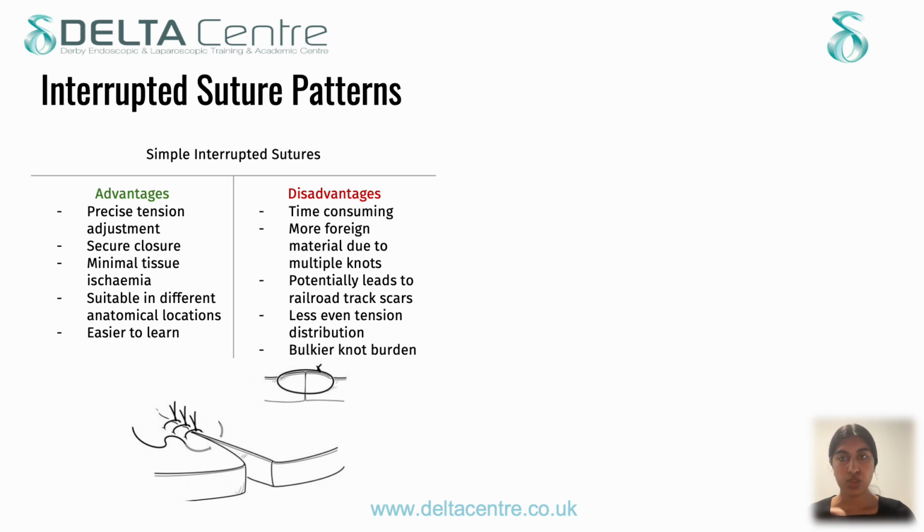There is minimal tissue ischemia because tension is distributed across multiple individual sutures. This means that there's less chance of cutting off the blood supply compared to continuous sutures. And there is a high versatility as this suture style can be used in different anatomical locations, and it is typically an easier suture style to learn.